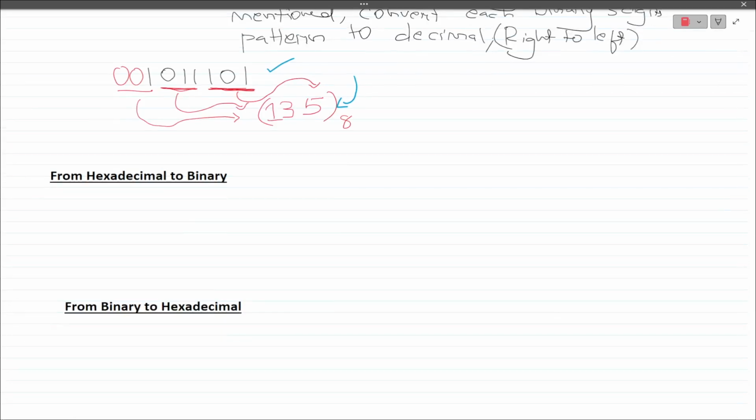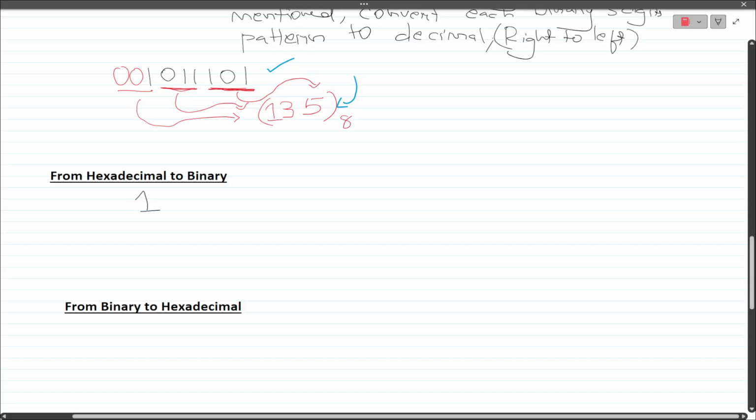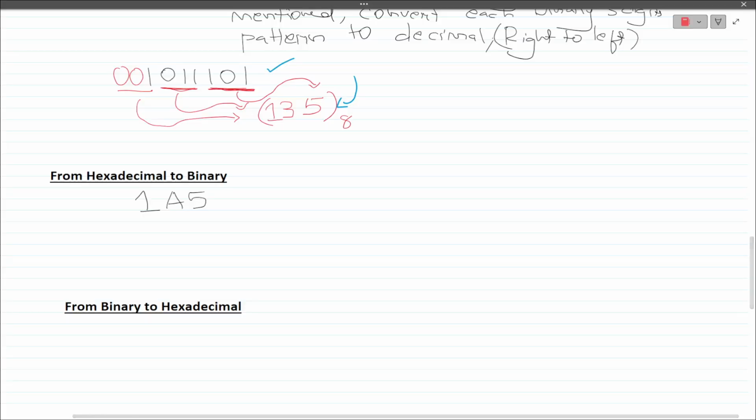Now it's time to learn about how to convert hexadecimal to binary. So similarly, let me take a hexadecimal number, A5, with base 16. As I've said, hexadecimal contains alphabets.